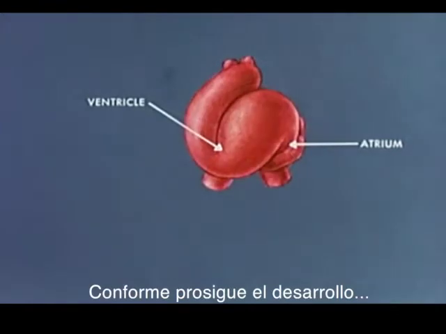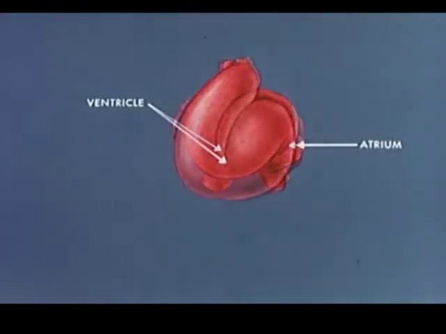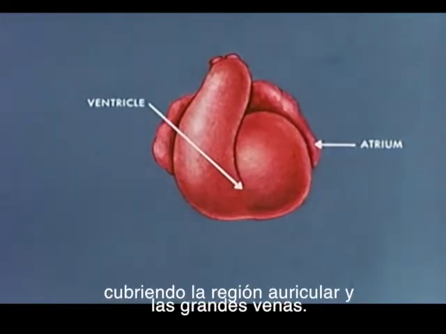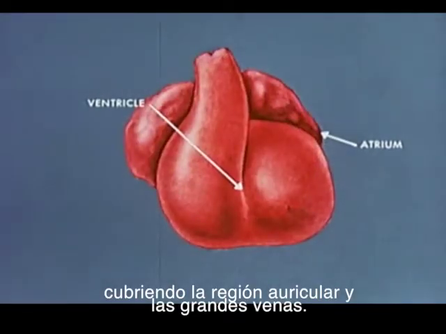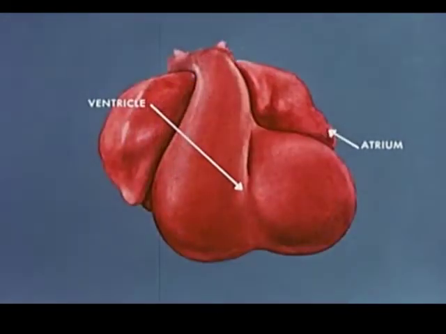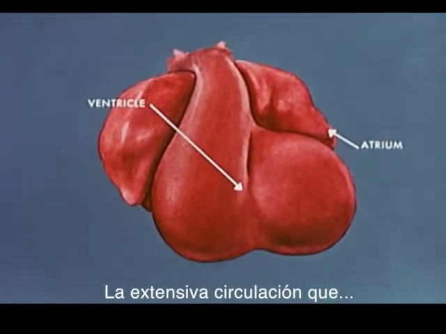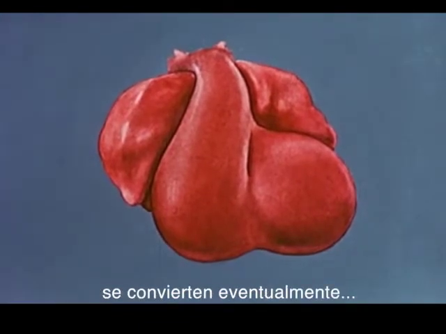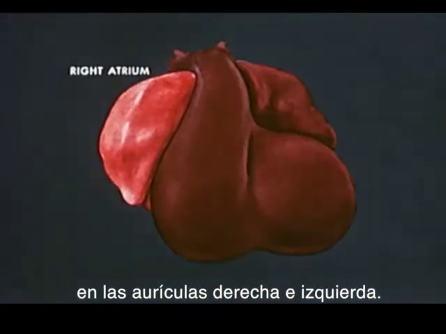As development continues, the ventricular region swings back to the midline and expands and grows in length to cover the atrium and great veins. Extensive sacculations projecting laterally will ultimately become the right atrium and left atrium.